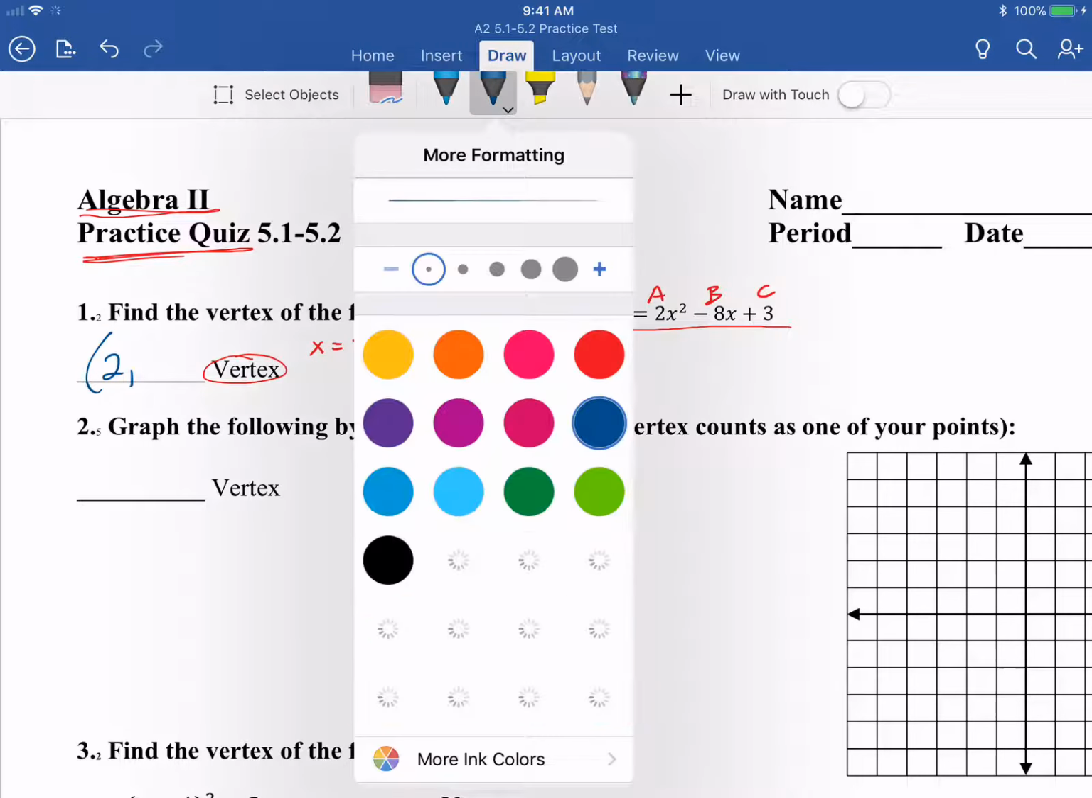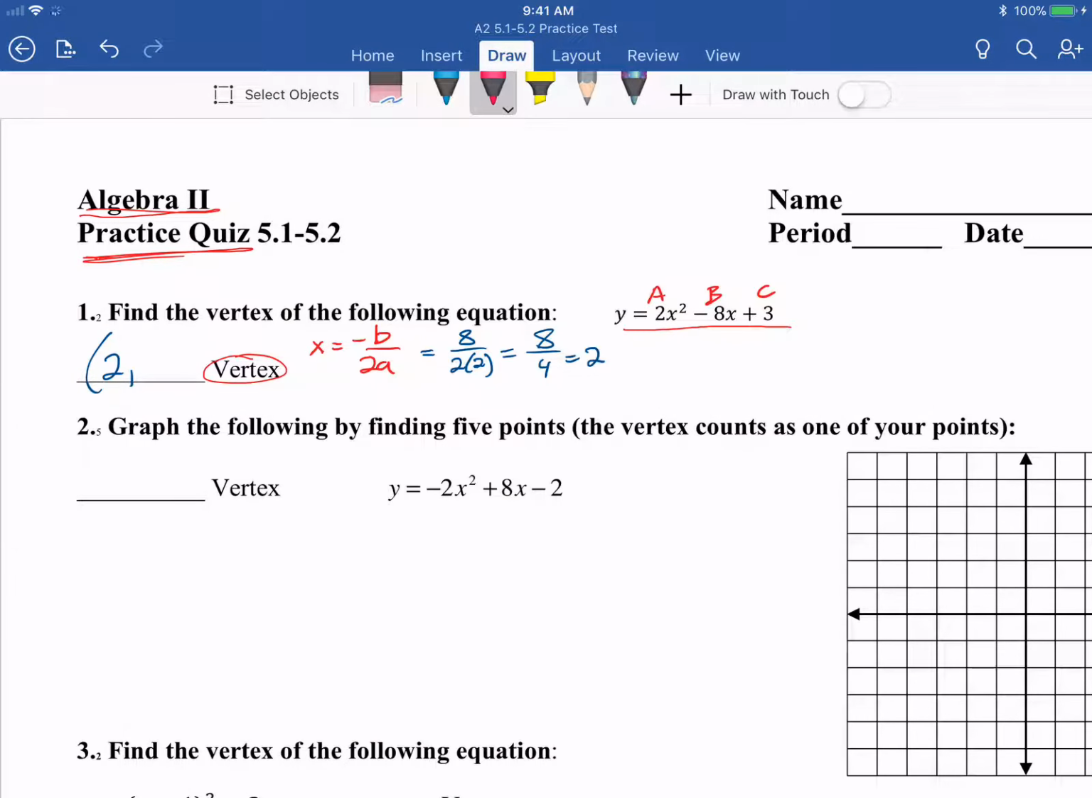Now I have to find that y. So you ask yourself, how do I find that y? Plug in 2 for all of your x's. So y equals 2 times 2 squared minus 8 times 2 plus 3. I have 2 squared is 4, times 2 is 8, minus 16 plus 3. So 8 minus 16 is -8, plus 3 is -5. So I know that my y value of the vertex is -5. Awesome, so I get (2, -5) for that one.